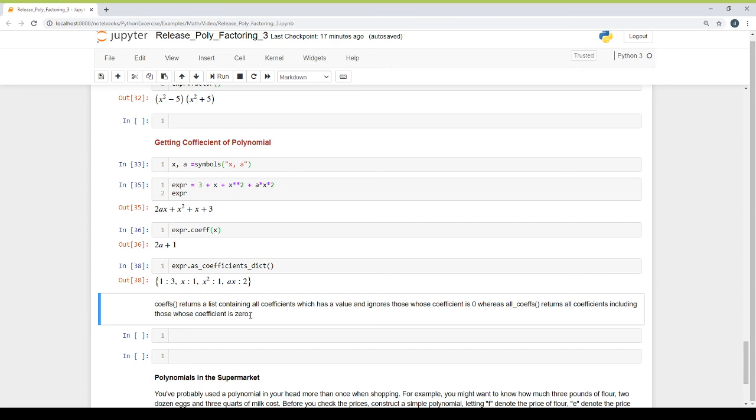Coefficients returns a list containing all coefficients which have a value, and ignores those coefficients which are 0. Whereas all coefficients returns all the coefficients including those whose coefficient is 0. So here our coefficient of ax is 2, x square is 1 and x is 1.